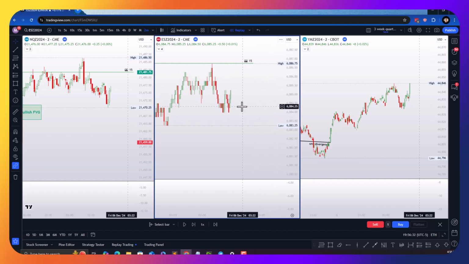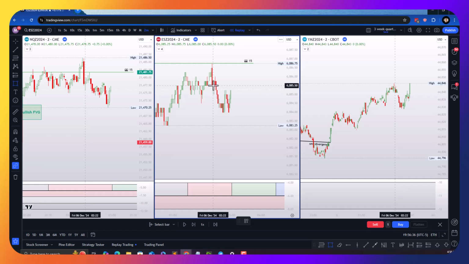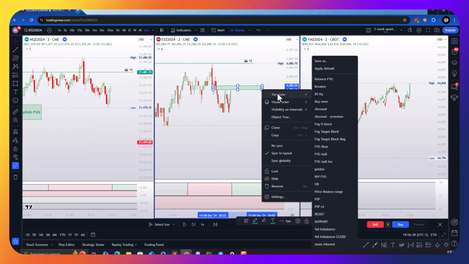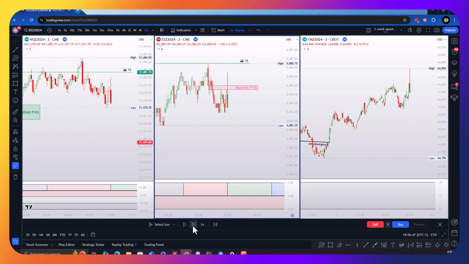Let's see. All right, we got the 2-minute here. Let's see if we can find an entry on this bearish FVG. If we can get in. Yep, okay, we're in. Short right here.